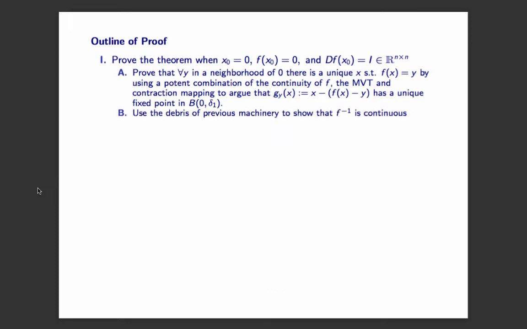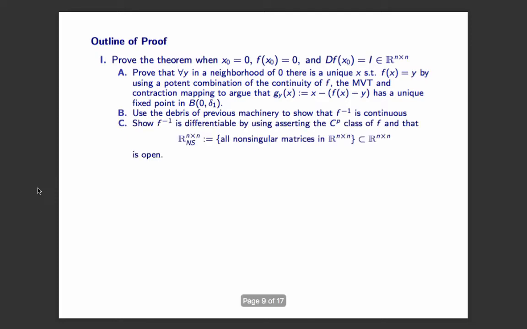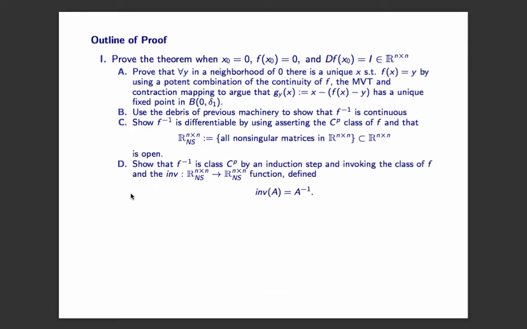We'll use the debris of this previous machinery developed to show the result A, to continue showing that f inverse is continuous. And we'll show that f inverse is differentiable by asserting the Cp class of f and that the set of all non-singular matrices of size n by n is open in the set of all matrices of size n by n. Non-singular just means invertible, by the way. We'll show that f inverse is class Cp by an induction step, invoking the class of f and the continuity of the inverse function.